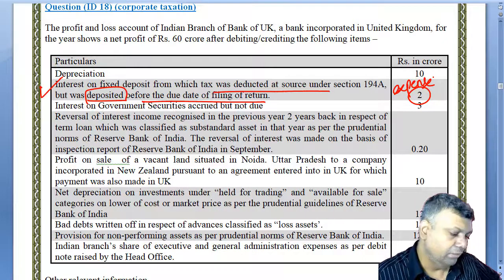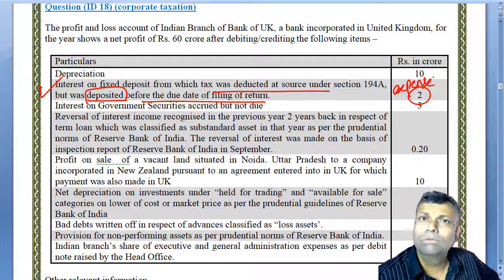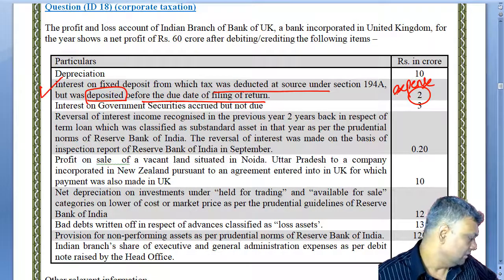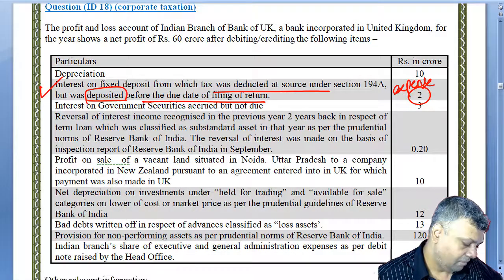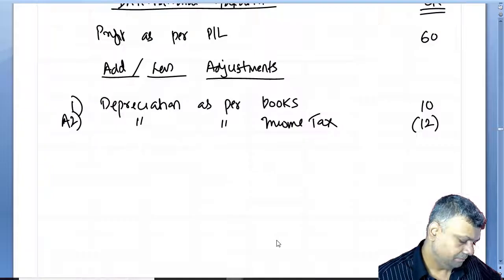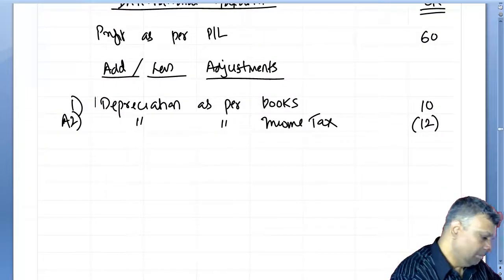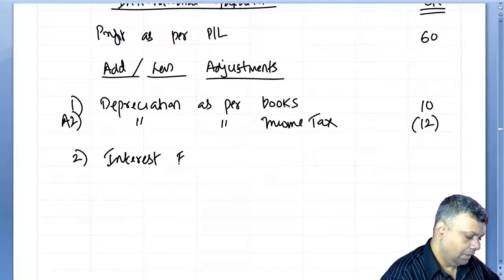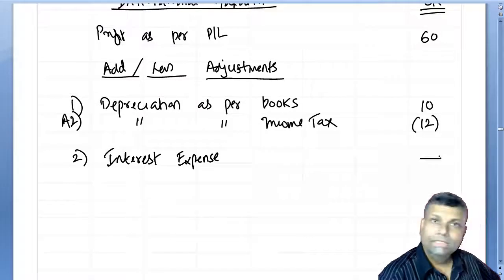So it is deposited before the due date of the filing of return, so it is already complied with. We'll say that we don't need any disallowance because TDS compliance for the interest expenditure is already done. Okay. So let me update. Interest expense. No adjustment is required.